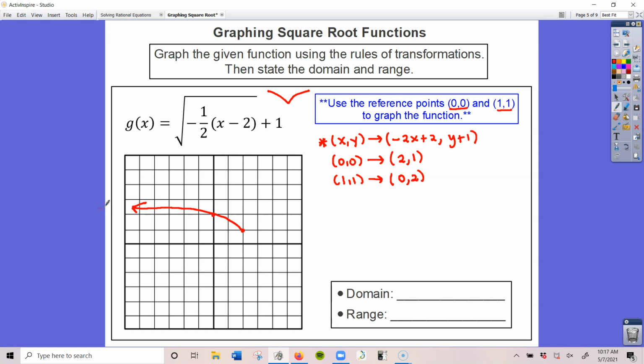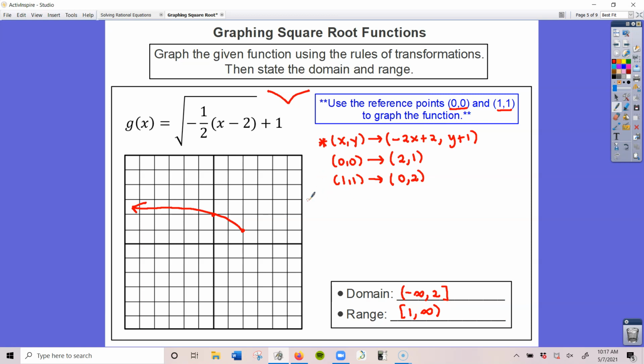This graph is opening forever to the left, so that means that the domain will start with -infinity, and then the largest x value is 2. And that 2 would be included. The range is the smallest y value to the largest y value. My smallest y value is the 1, which is included. And then the graph is going up, so it would go up to infinity.